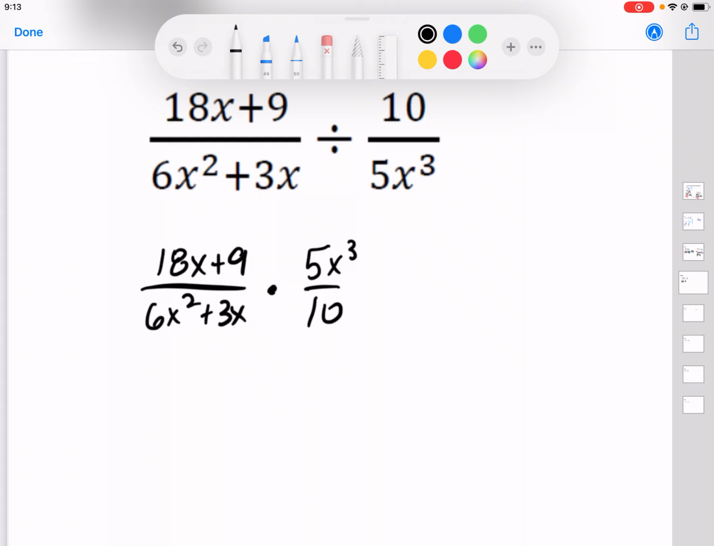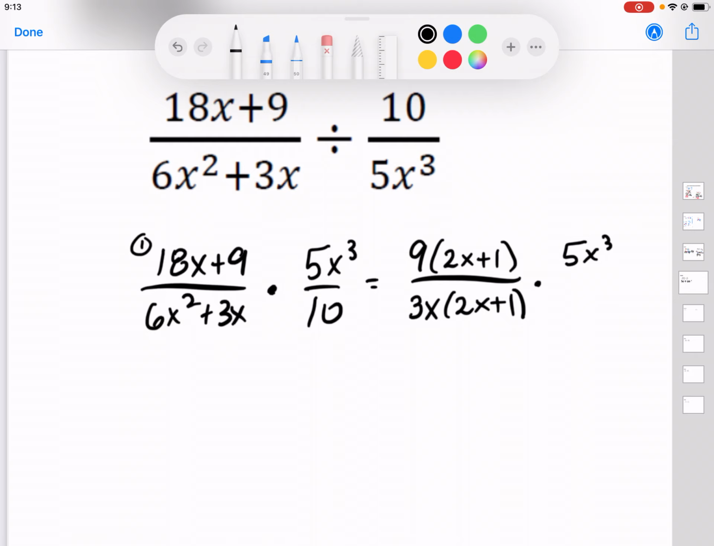factoring. That's the word. So this first one on the first numerator right here has a greatest common factor of 9, and then there's 2x plus 1. Second one has a greatest common factor of 3x, and then I have 2x plus 1. Then I have 5x cubed, that doesn't change, 10 doesn't change. Let's start getting rid of common factors. 2x plus 1 is gone.